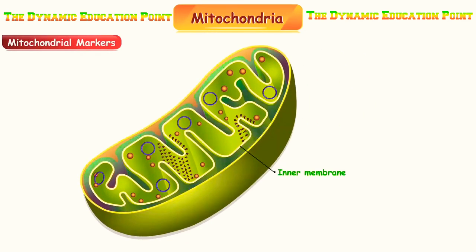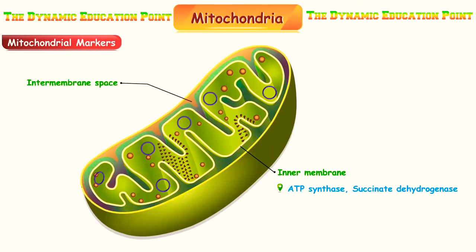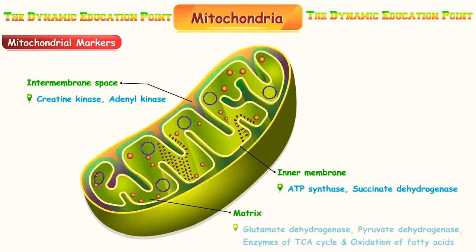For the inner membrane, the markers are ATP synthase and succinate dehydrogenase. For the intermembrane space, the markers are creatine kinase and adenyl kinase. The matrix markers are glutamate dehydrogenase, pyruvate dehydrogenase, and enzymes of the TCA cycle and oxidation of fatty acids.